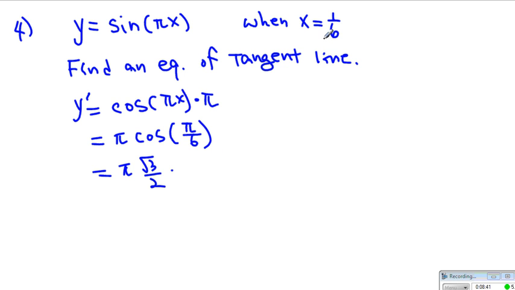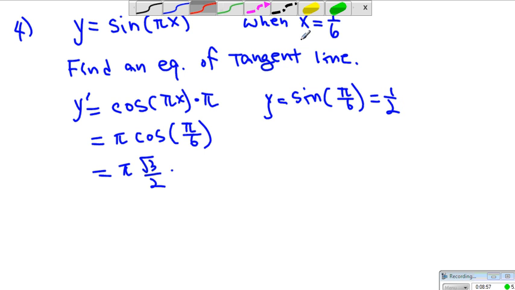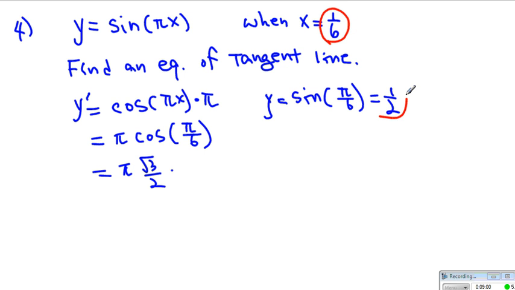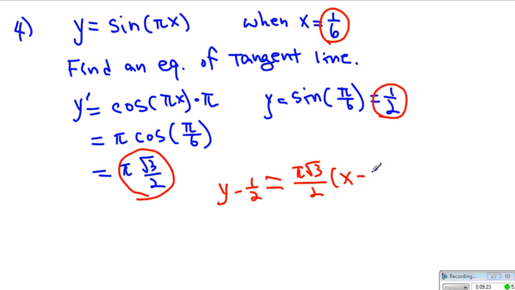We know the x value. Do we know the y value? Y value will be sine of pi over 6. What is sine of pi over 6? Yes, that's right. That's equal to 1/2. So we have all three pieces of information that we need to find the equation of a line tangent or normal, which we're going to be talking about very soon. Now here we have, therefore, the equation is y minus 1/2 equals, and then slope is pi radical 3 over 2 and x minus 1/6. That becomes our final answer.